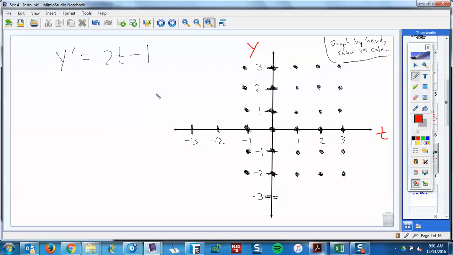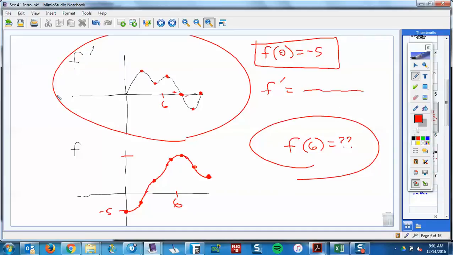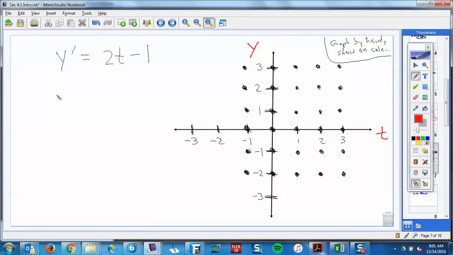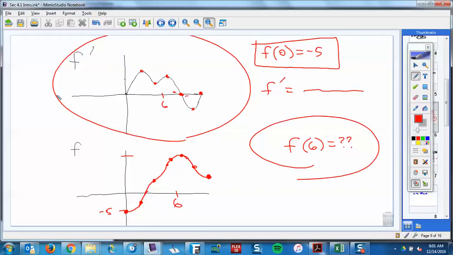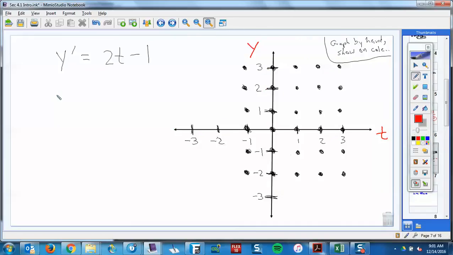Well, what I have is Y prime, right? So it's a lot like this. I had F prime. I was trying to draw F. But I want to be more exact. I want to actually calculate some of my slopes. So this is what I'm going to do. And I can because I have an actual equation for Y prime. So if I put a 1 in for T, if I put a 1 right there for T, what do you get?